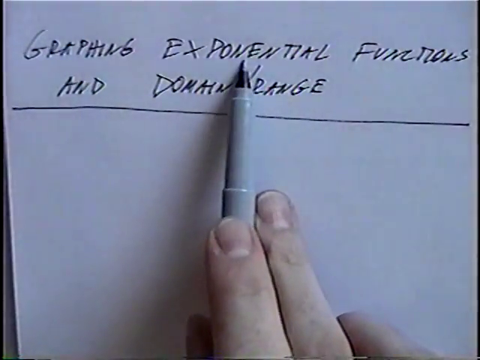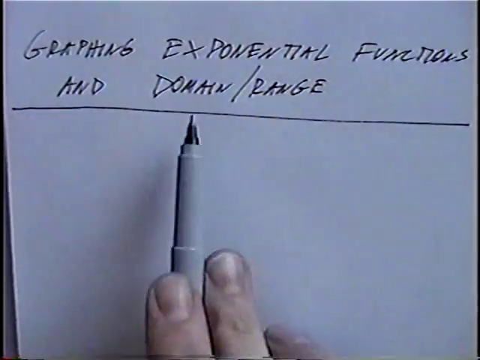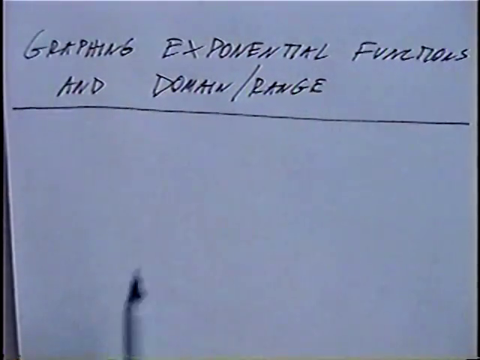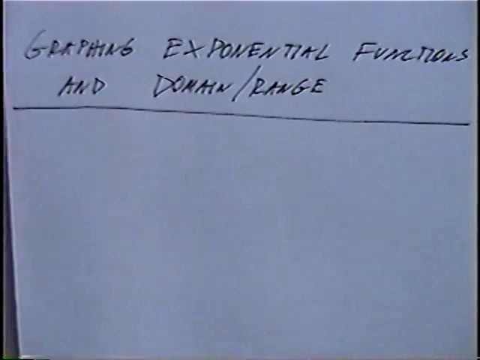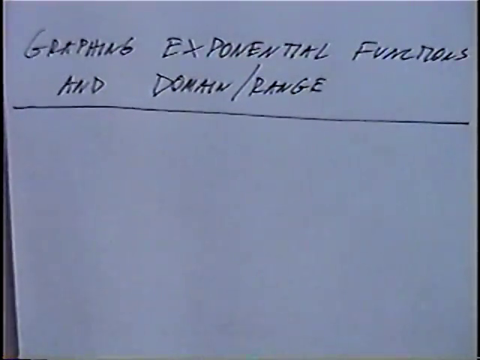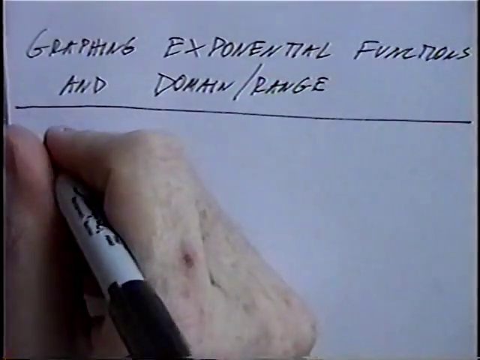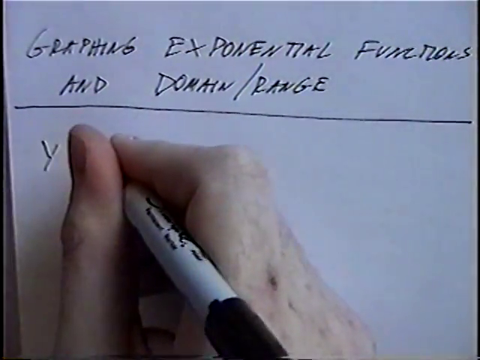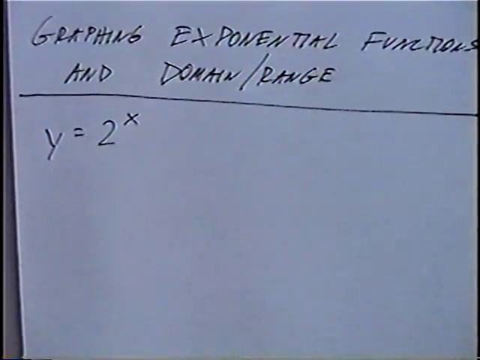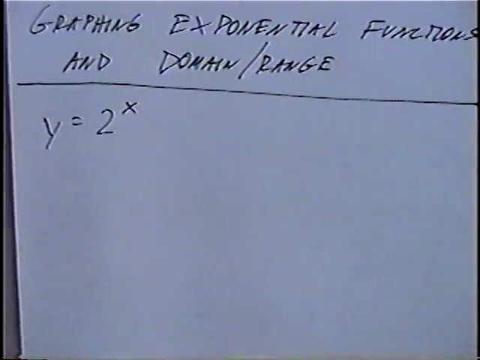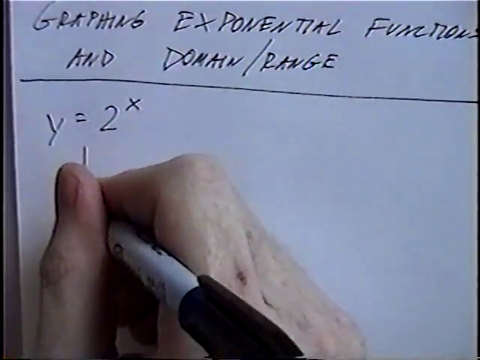Exponential means the variable will be the exponent, and we'll find the domain and range, which, if you remember, is the same thing as the x values and y values. The first function that we'll graph is y equals 2 to the power of x. As with any new function we'll graph, first we will draw a t-table.